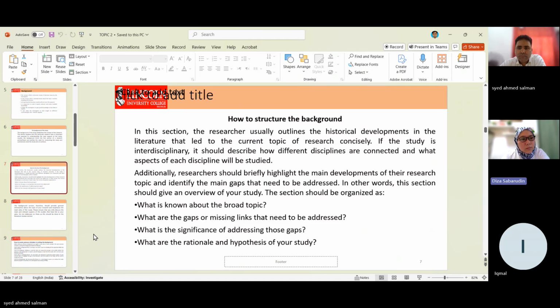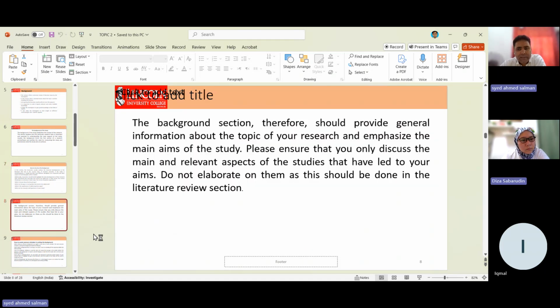No, understood, sir. Okay, here the same thing is here. Only one I have to highlight here. Do not elaborate on them, as this should be done in the literature review section. If you are elaborating too much on a particular thing, for example, you are talking about social media, do not elaborate on social media too much.